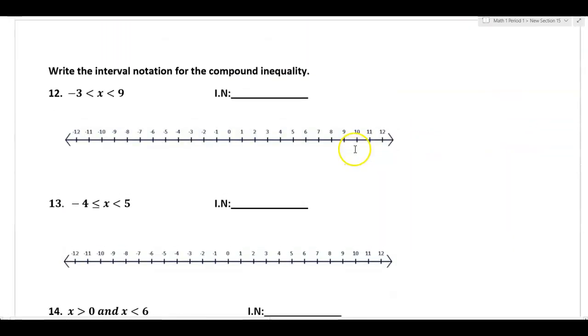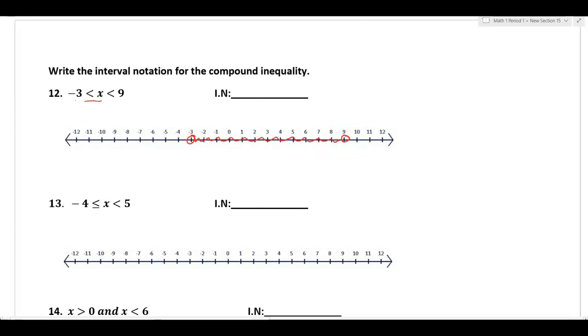Now, if we had to write the interval notation for the inequality, again, I would sketch the graph. That's the easiest thing to do. Sketch a graph and write it from there. So this first one, number 12, that's an AND statement. It's going to be an open circle on -3. It's going to be an open circle on 9. And we know we would shade in the middle.